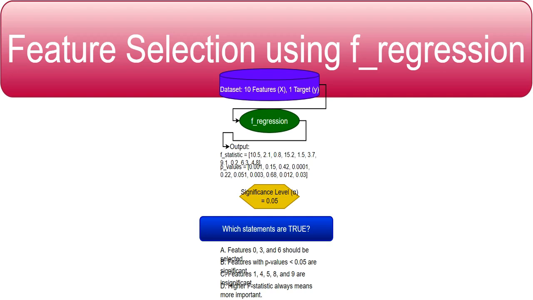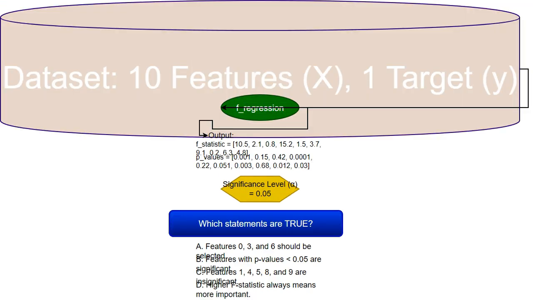I am using the f_regression function from Sklearn to pick the best features for a regression model. It's like choosing the most important ingredients for a recipe. I have 10 different characteristics that might predict a single outcome. Think of it like trying to predict a house's price using features like size, location, number of bedrooms, etc.